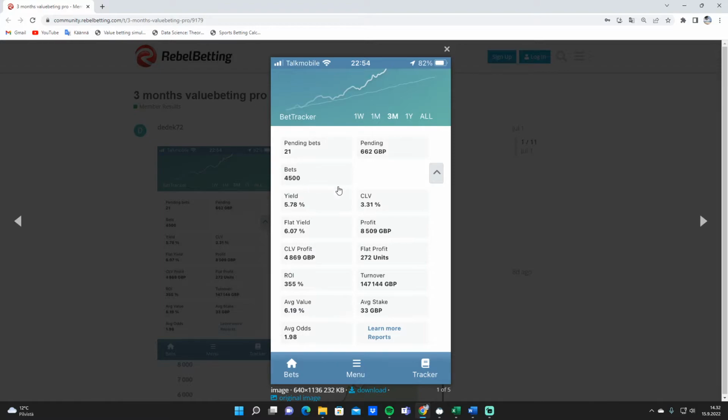4.5k bets, 4,500. So that makes 1,500 bets per month, which is about the average that you should be able to place when you are using the Pro product. So you can find a lot of bets. 1,500 bets per month, about 50 bets per day, and that is a nice amount.